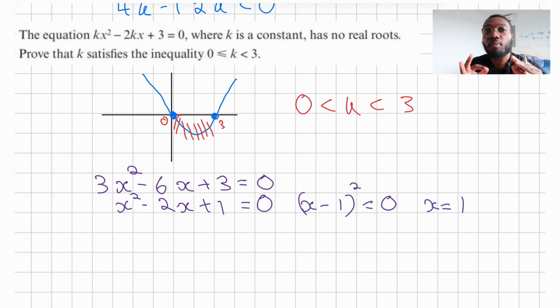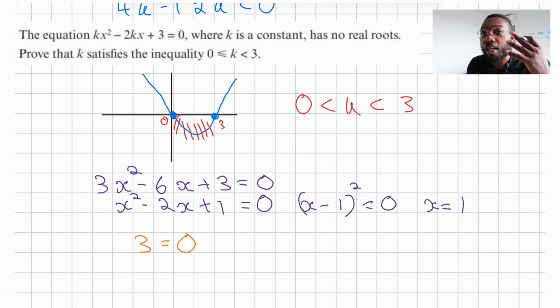Now we consider the same when k is equal to 0. If k is equal to 0, then what do we get? Well, we would just be left with 3, because we'd have 0 times x squared, minus 2 times 0 times x, plus 3 is equal to 0. We'd just be left with 3 is equal to 0. That doesn't make any sense. 3 can't equal 0, therefore this is not a solution, therefore this doesn't have roots. Therefore, when k is equal to 0, that doesn't have roots.